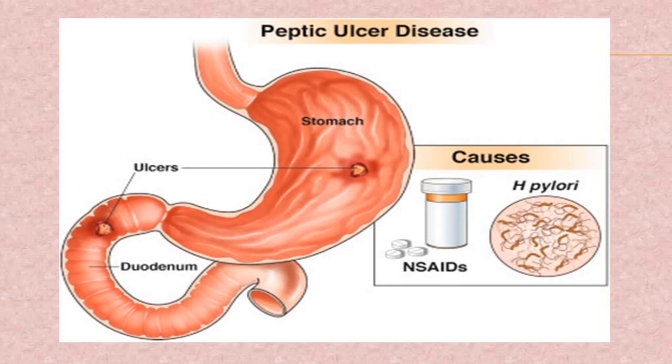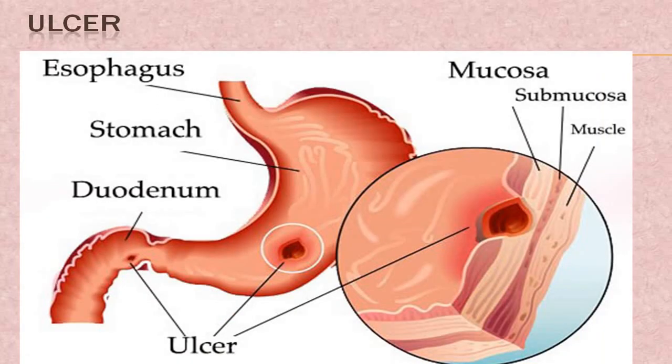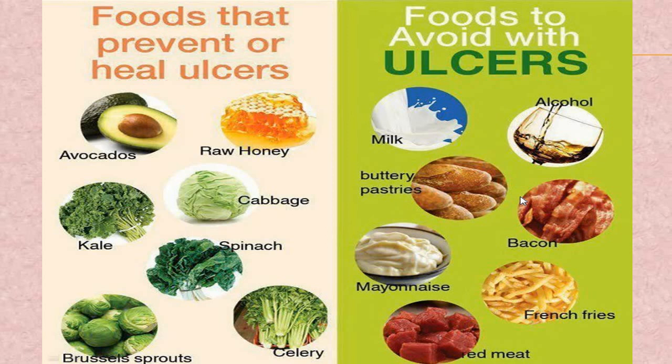This is a figure that shows peptic ulcer, that is gastric ulcer, as well as duodenal ulcer, which is caused by some medicines and Helicobacter pylori. As you can see in this figure, in ulcer there is digestion of the mucosal part of the wall of the stomach or of the duodenum due to high concentration of HCl. These are the foods that can prevent or heal ulcer, and the foods that should be avoided in case of ulcer.